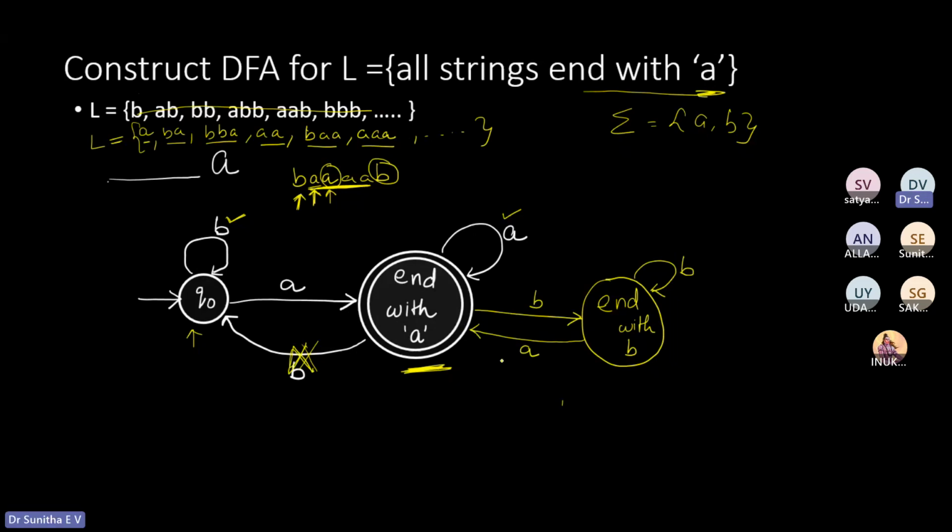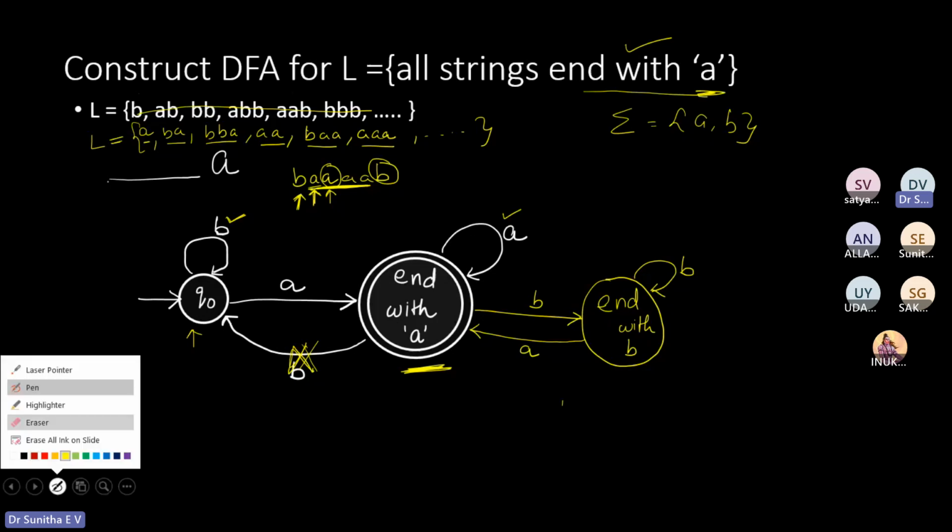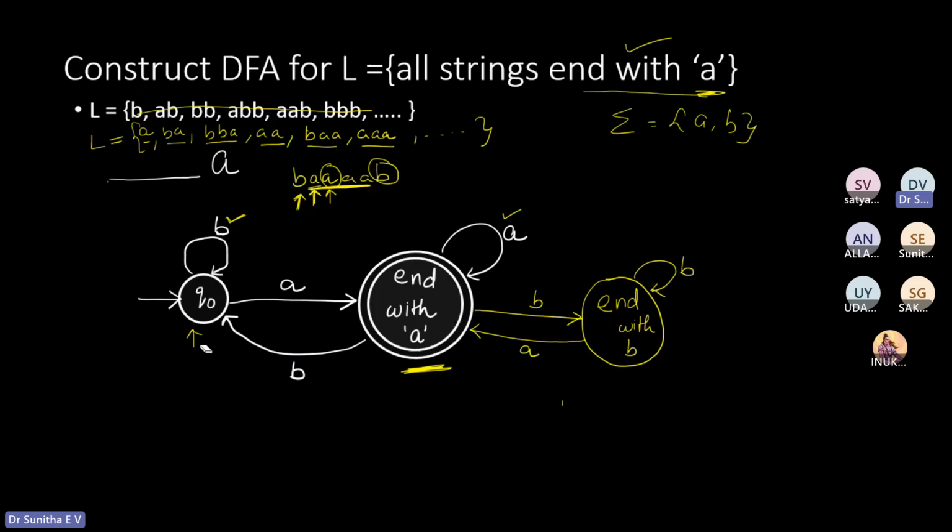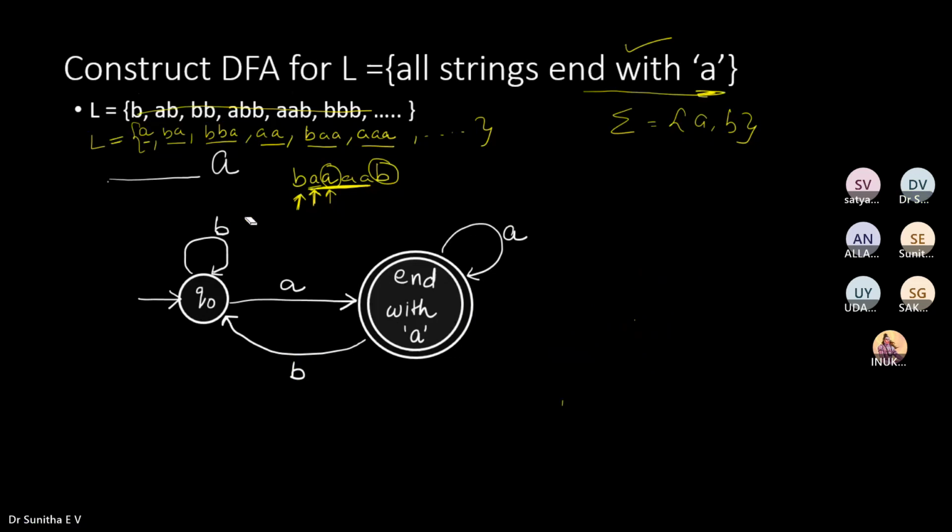So this diagram is also possible. This machine is also accepting this language. Or instead of adding a third state, you can use the initial state itself. That is also possible. We can use this transition instead of these additional transitions and state. So these are two different ways we can draw the machine. Both machines will accept the same language. Now the next thing is, instead of writing state names like end with A, we will replace them with Q1.